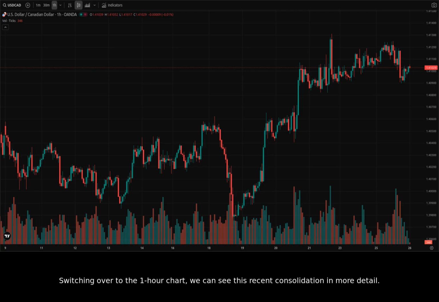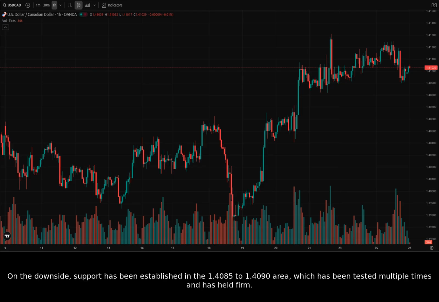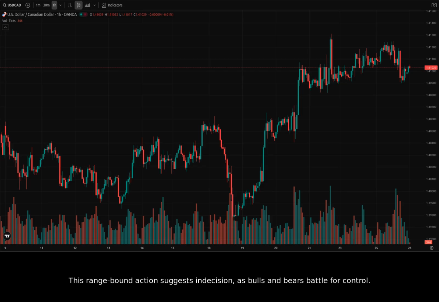Switching over to the 1-hour chart, we can see this recent consolidation in more detail. This is a classic example of a market pausing after a strong upward move. For the past several days, the price has been trading in a relatively tight range. We can clearly define a resistance zone between 1.4110 and the recent high of 1.4131. On the downside, support has been established in the 1.4085 to 1.4090 area, which has been tested multiple times and has held firm. This range-bound action suggests indecision, as bulls and bears battle for control.